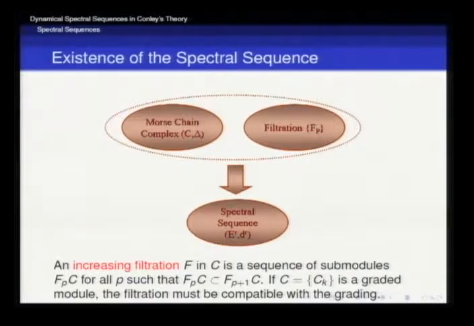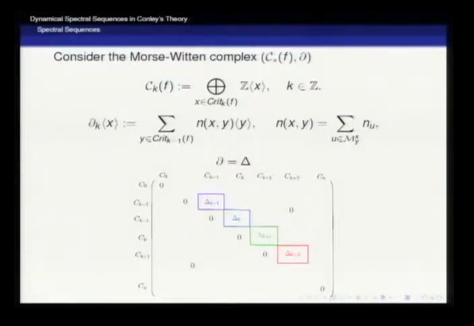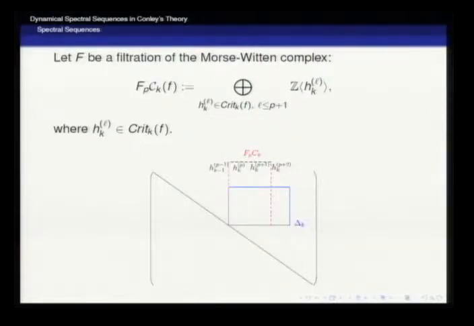So this is the ingredient we have: the Morse chain complex and a filtration. And from there we get a spectral sequence. This is a classical construction. It took us quite some time studying the last chapter of Spanier's book to understand this in our context. So if we have the Morse-Witten complex, the chains generated by the critical points, with the boundary operator in the form of this connection matrix, then we want to associate a spectral sequence to this.